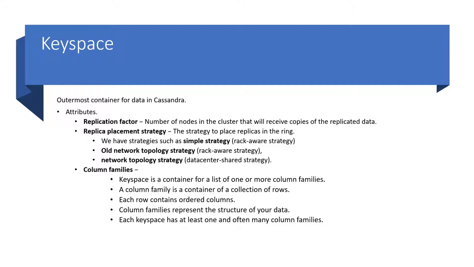It's a very important word, key space, right? If you have worked on RDBMS, the outermost container is known as the database. In case of Cassandra, the outermost container is known as the key space. When you create a key space using the command line, you mention the replication factor. That means on how many nodes this replicated data will be copied. Then you have the replication placement strategy, in what way that replication is going to happen. It is going to happen in a simple strategy way, or in a rack aware strategy, or in a data center shared strategy.